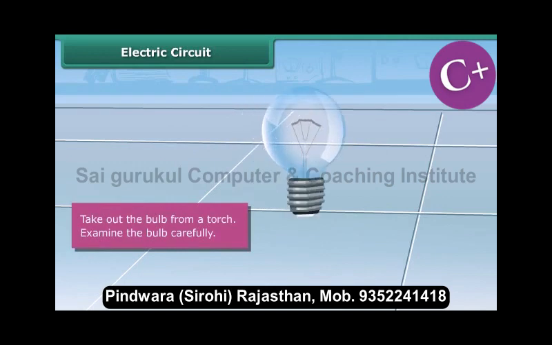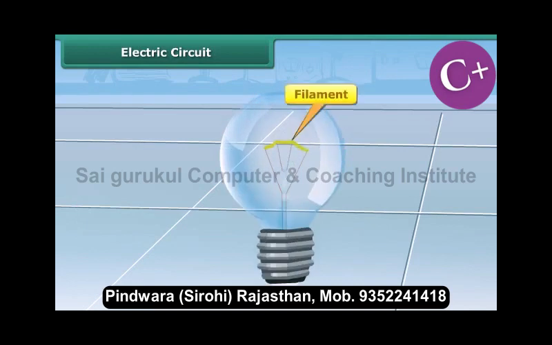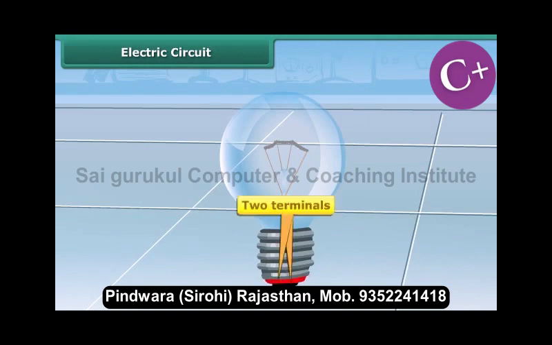You can see that the bulb is a small globe of thin glass, inside which a coiled filament is fixed on two thick wires. One of these thick wires is connected to the metal case around the base of the bulb. The other wire is connected to the metal tip at the base of the bulb. The metal case and metal tip at the base are two terminals of the bulb.